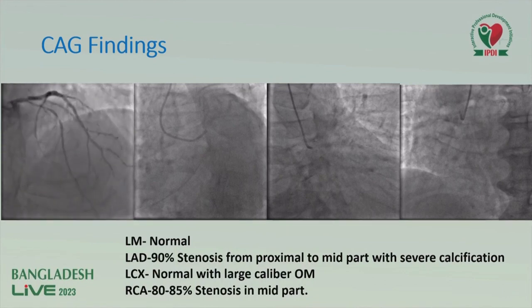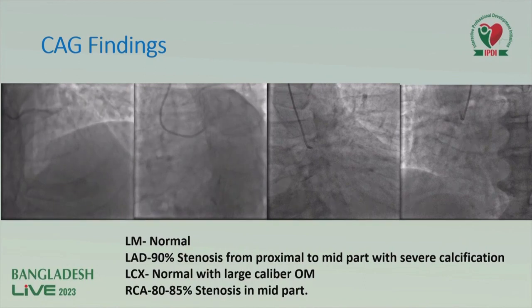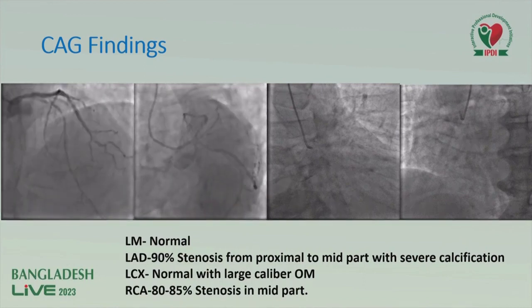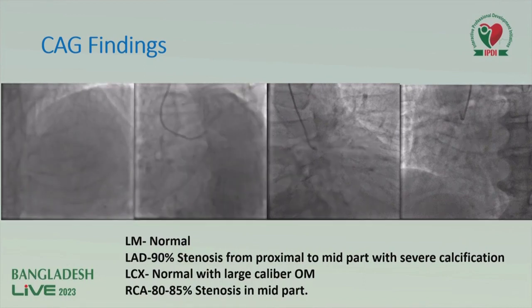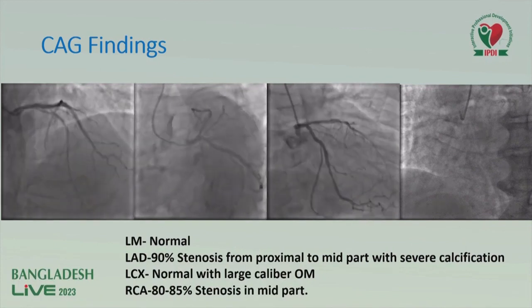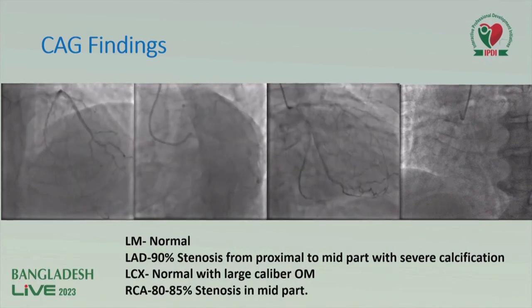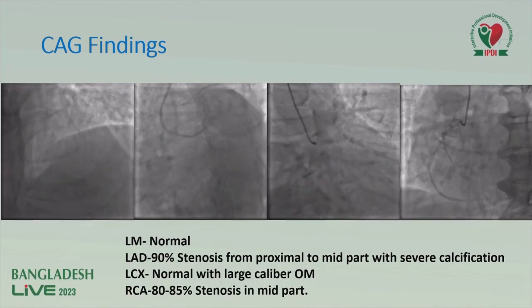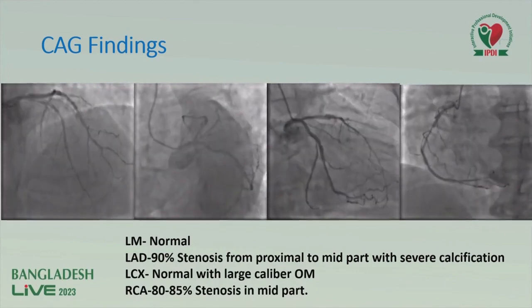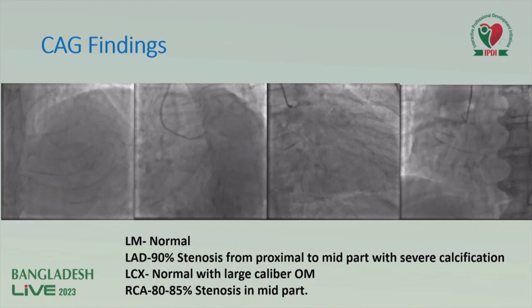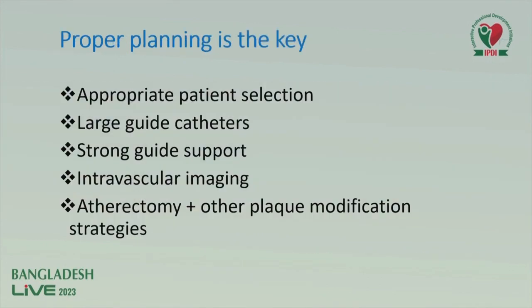This is the coronary angiogram showing left main normal. LAD shows 90% stenosis from proximal to mid part with severe calcification. LCX is more or less normal with a large caliber OM, and RCA has 80 to 85% stenosis in the mid part. So proper planning is the key in this case.